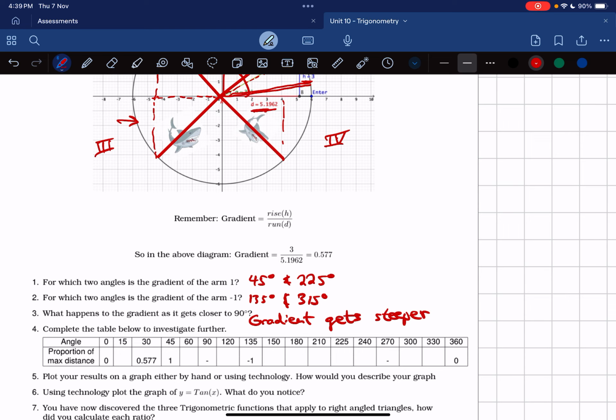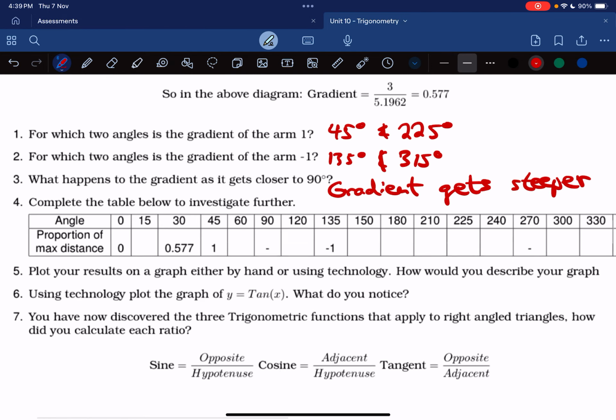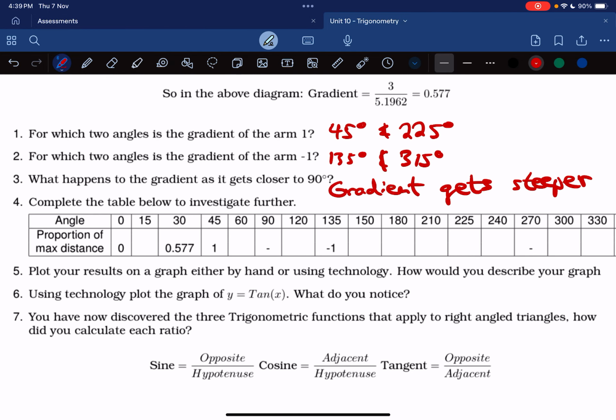All right, taking a look at number 4, filling in our table here. So for 15 degrees, it says proportion of max distance, but we're looking at our gradient, right? So that's going to be 0.27. And then for 60, I have 1.73.